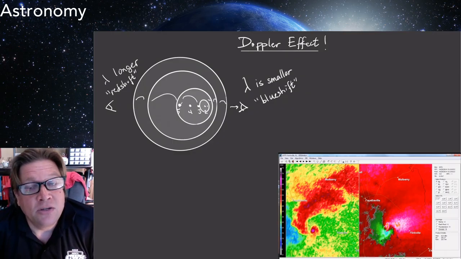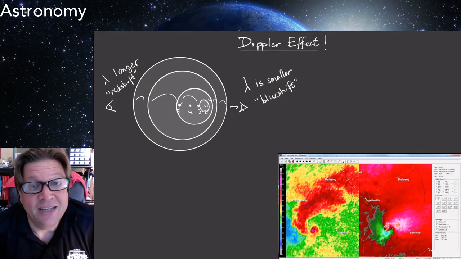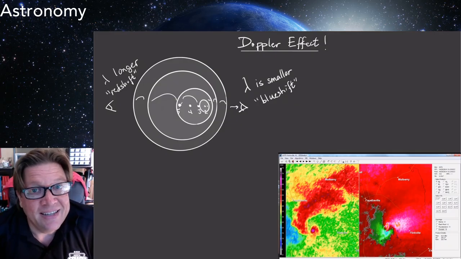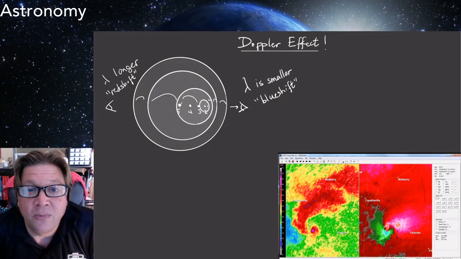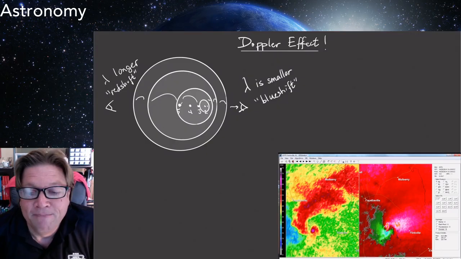So if someone walks towards you, does their shirt look a little bit more blue than normal? It turns out the answer is yes. Are you ever going to see it? Like if someone's wearing a white shirt and they're walking away from you, are you going to be able to tell that their shirt looks red? No, because the shift is so tiny that the eye is not going to be able to discern it.